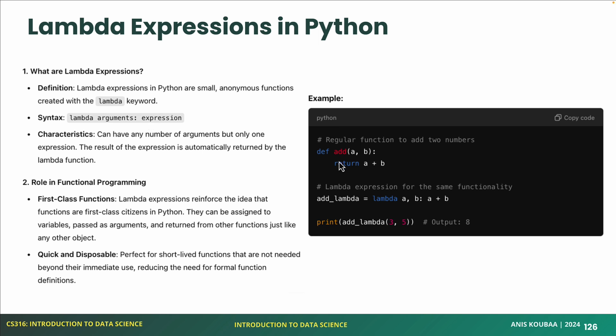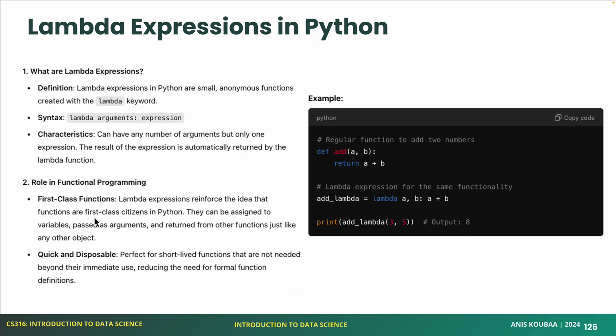Now, this is an example. This is a regular function that makes the sum of two numbers, and we can define an anonymous function that is called add lambda equal lambda a, b, these are the arguments, and will return a plus b, which is the transformation that we will do on the data. Okay, then we'll print add lambda 3, 5, so this is going to return 8.